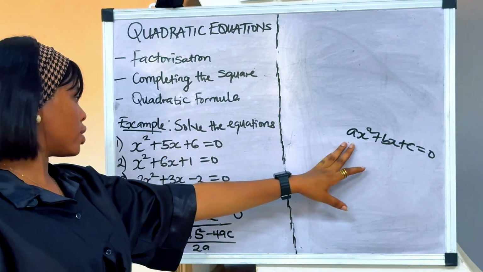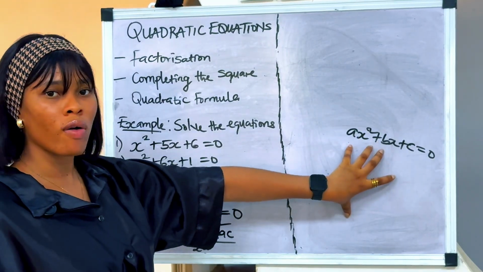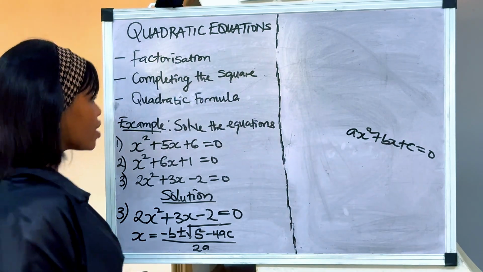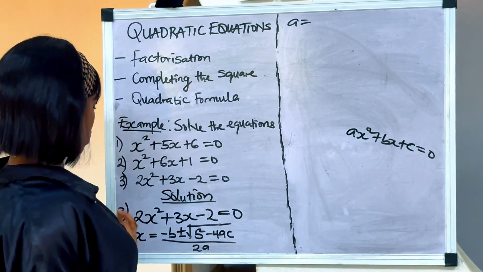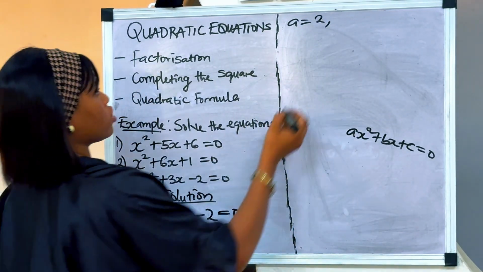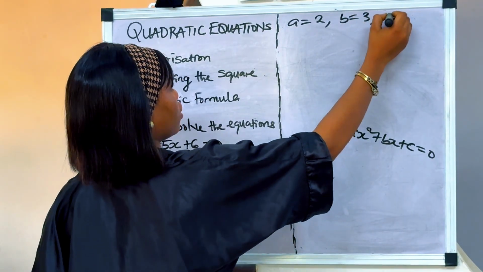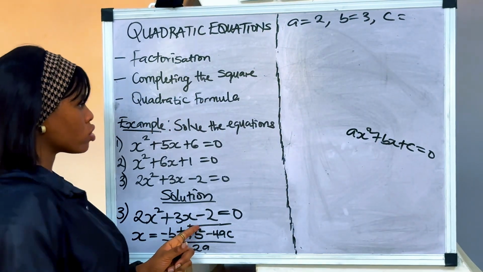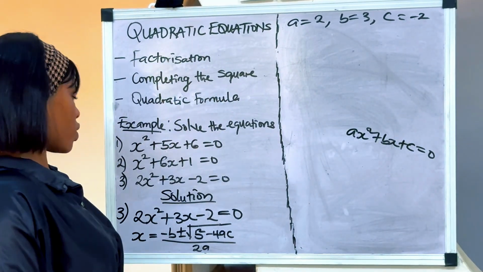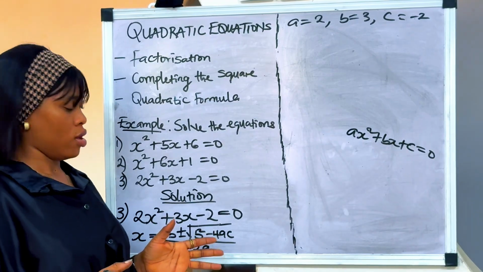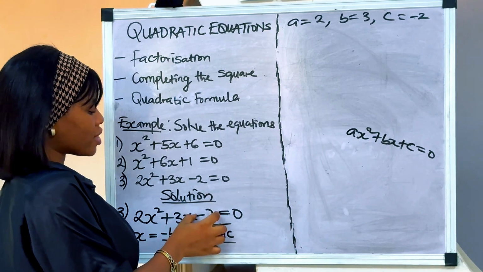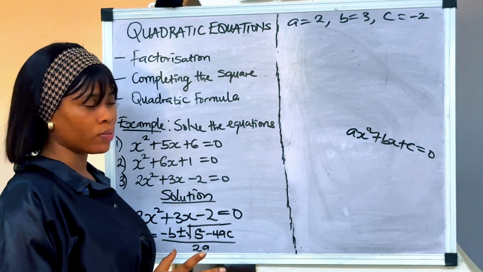Comparing this general equation with our given equation, you can see that our a is 2, our b is 3, and our c is minus 2. Now many students make the mistake of omitting the negative sign. Please, this sign is very sensitive, it's attached to the 2, so it's meant to be carried along.